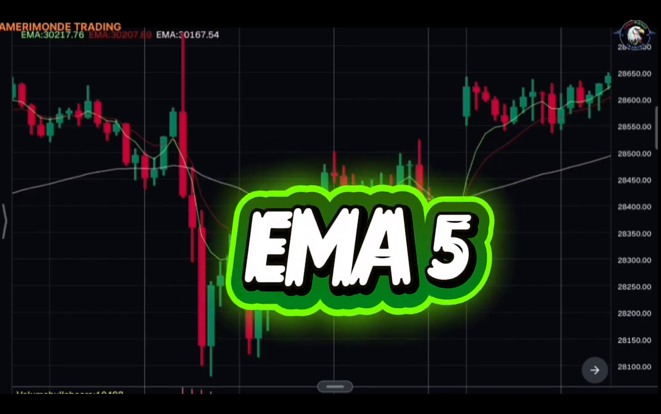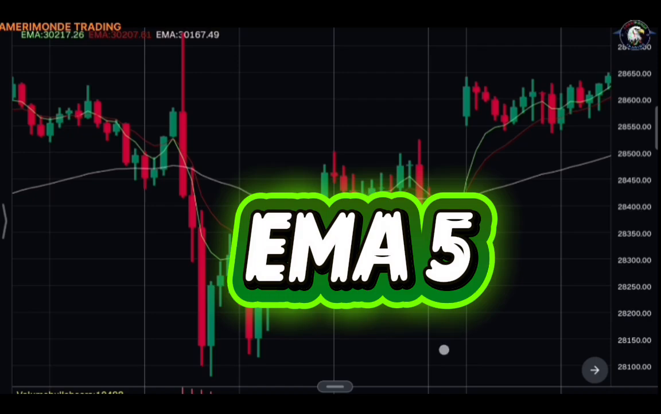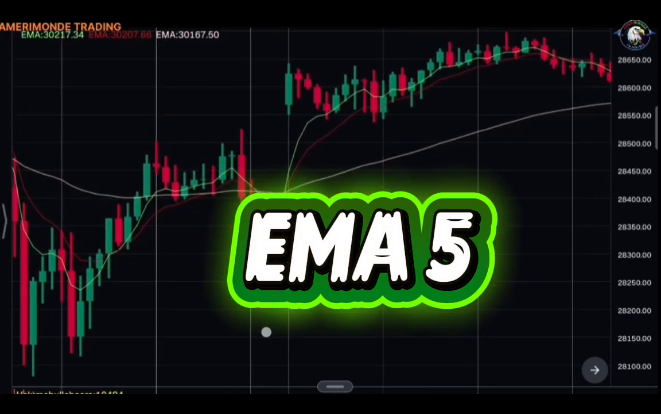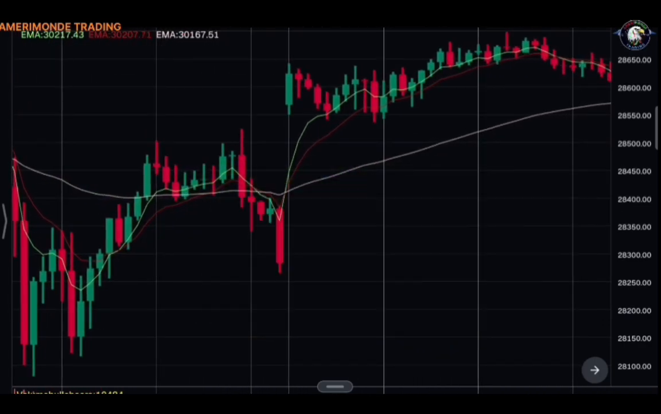EMA 5 is the trigger. It's the green line on my chart. It's super fast. It hugs the price. Its only job is to tell you momentum now. If price is above EMA 5, short-term buyers are winning. If price is below EMA 5, sellers are winning. But be careful. EMA 5 alone is dangerous. It will fake you out. We never trade EMA 5 alone.